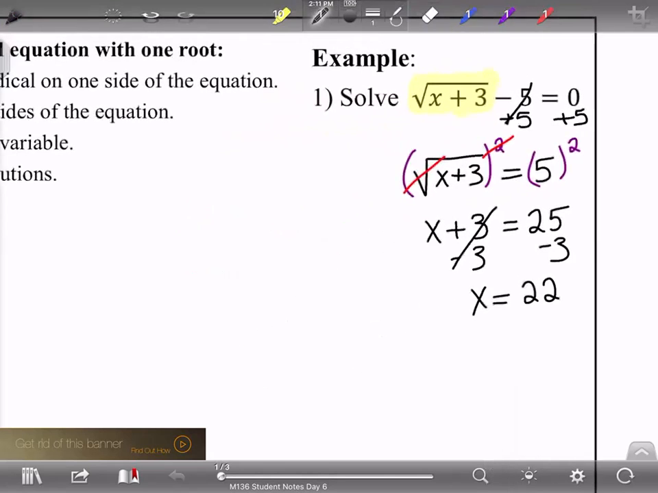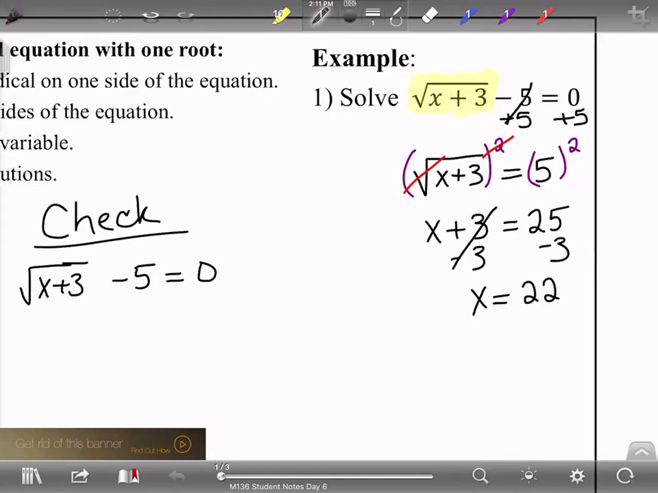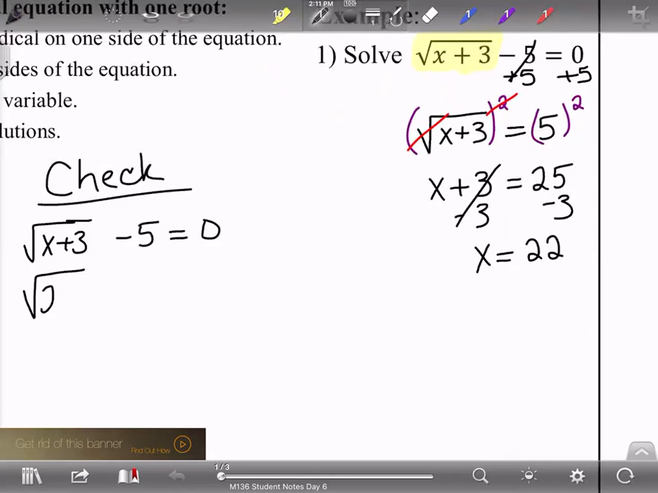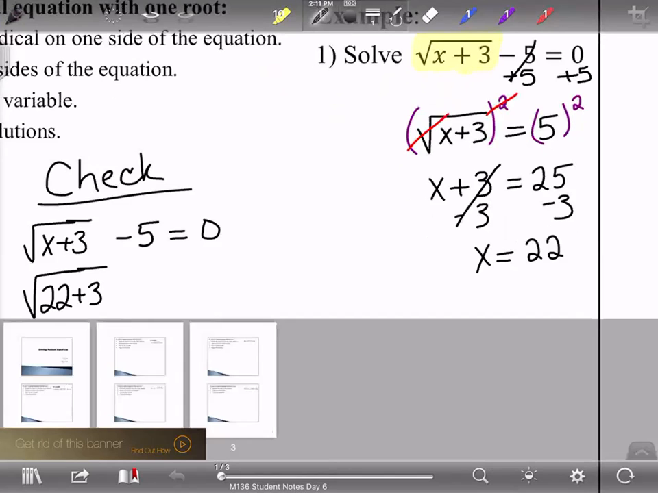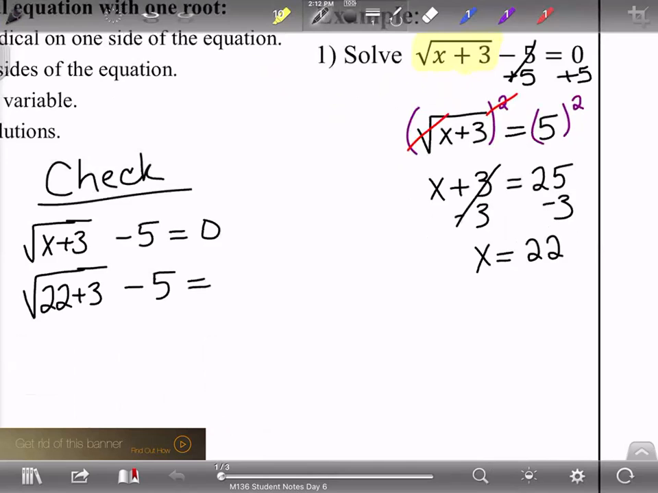Now, before I circle my answer, I want to check my solution. So I'm going to label this check. And then underneath it, I'm going to go all the way back to the original. The original was the square root of x plus 3 minus 5 equals 0. I'm going to plug in the x value of 22. So I'm going to have the square root of 22 plus 3 minus 5 equals 0. Then I'm going to take 22 plus 3, which is 25. So I'm going to have the square root of 25.